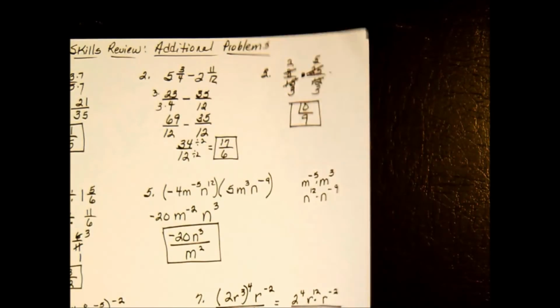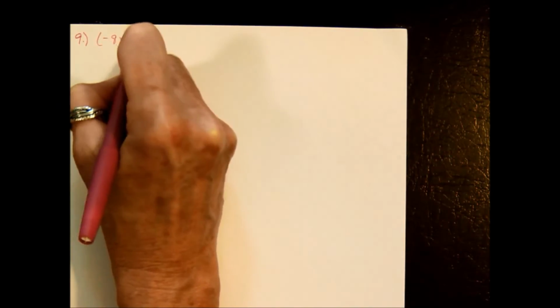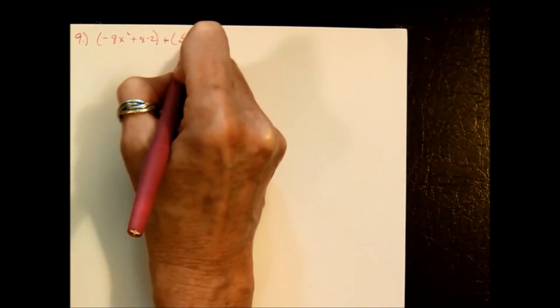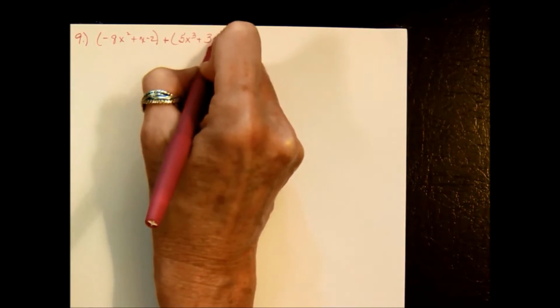All right, let's go to the next set of problems in this section, and those are problems on polynomials. We will start with number 9, and we have negative 8x squared plus x minus 2 added to 5x cubed plus 3x squared plus 4. This is just straight addition of polynomials, which is nothing but combining like terms.